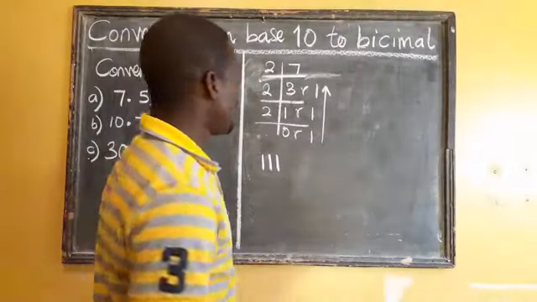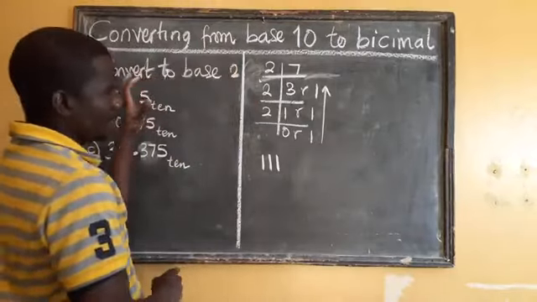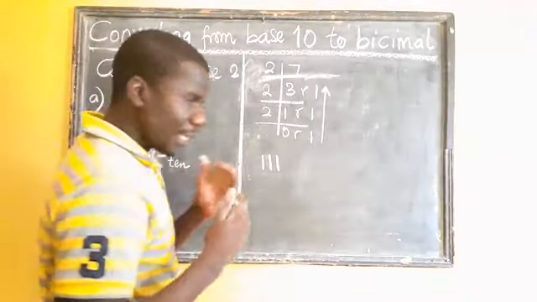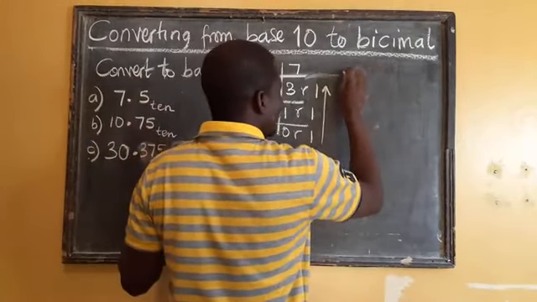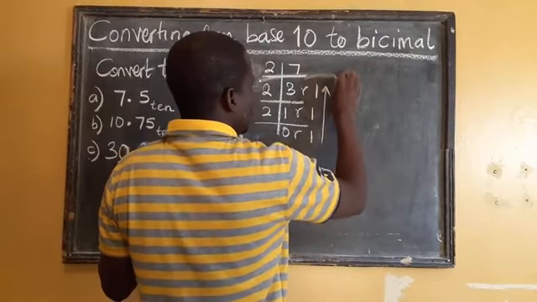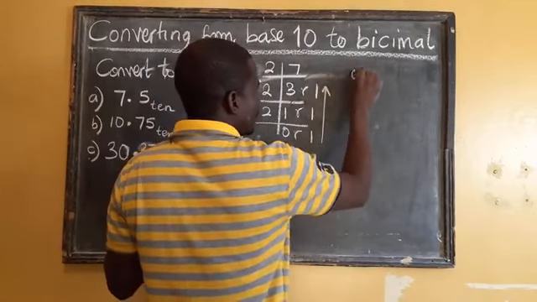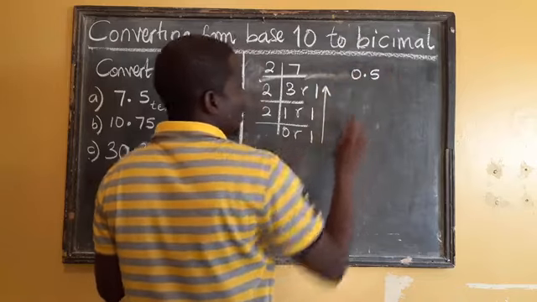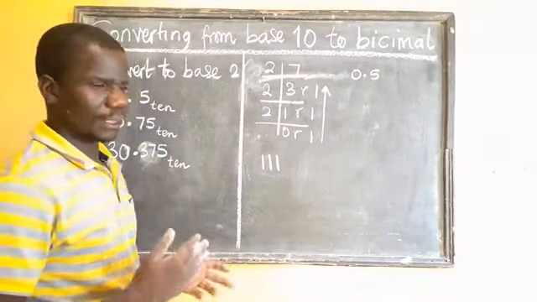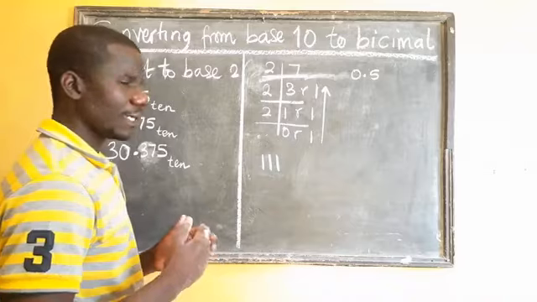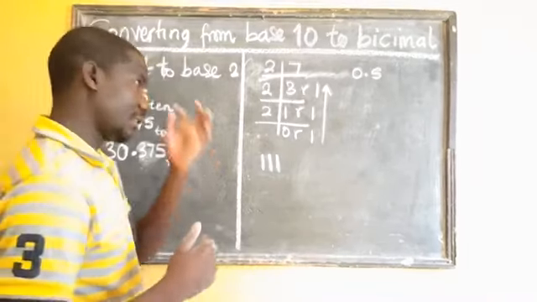Now, remember, we have the other part. This is why I want you to pay attention. The other part is a decimal number. So I'm going to take it as 0.5. Now, we'll actually do the opposite. We are actually going to do the opposite.